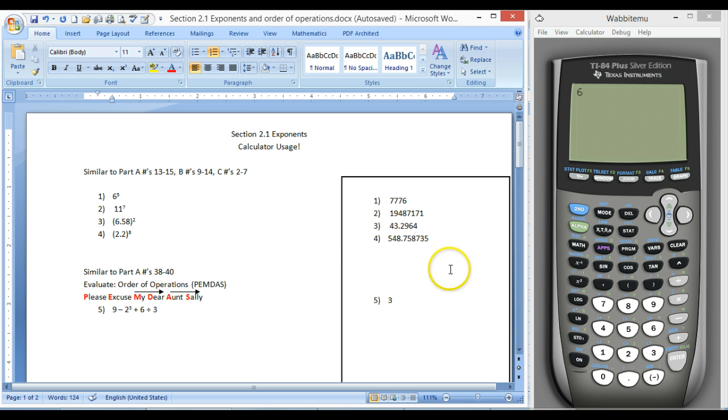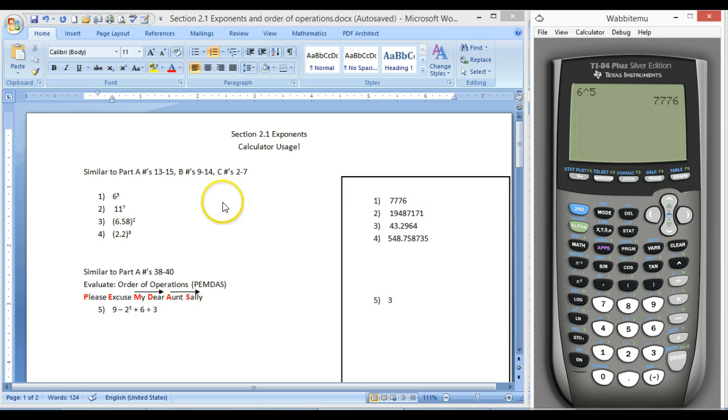The 84 over here has what a lot of us call the caret button, or the power button. Right here. It's the same as doing Shift 6 on your keyboard as well. It's this hat. So what I'm going to do is 6, raise it to, or caret, 5, and that is typed out 6 to the 5th power. Then press enter, and there we go.